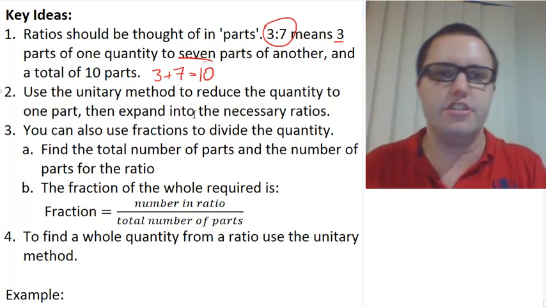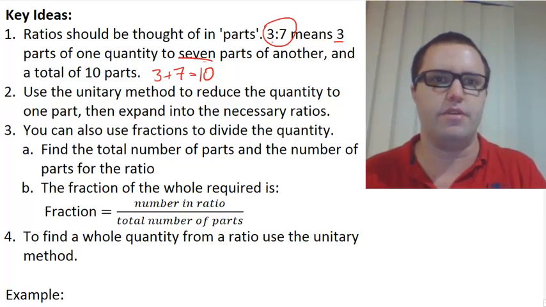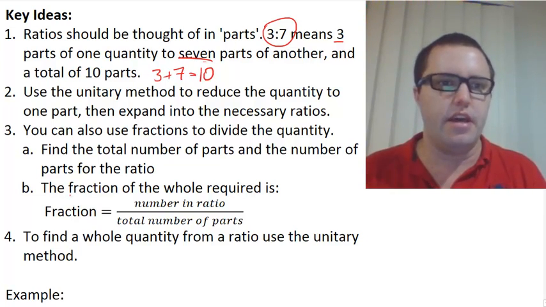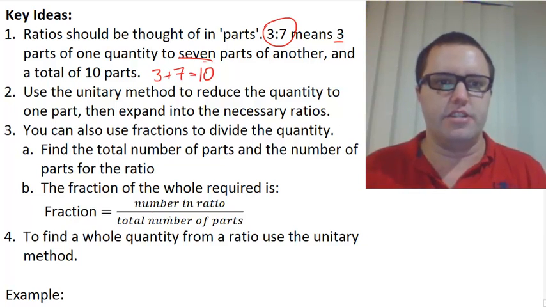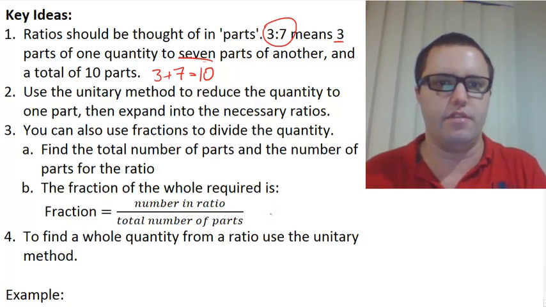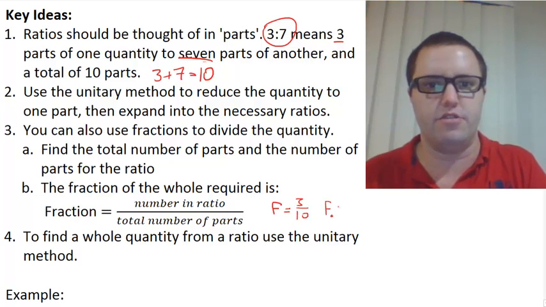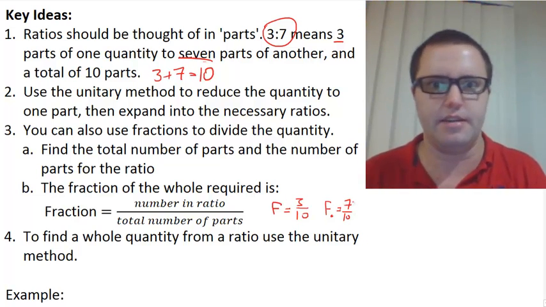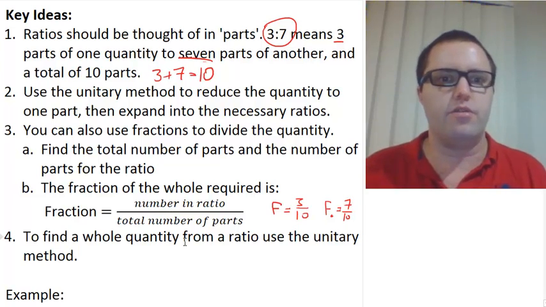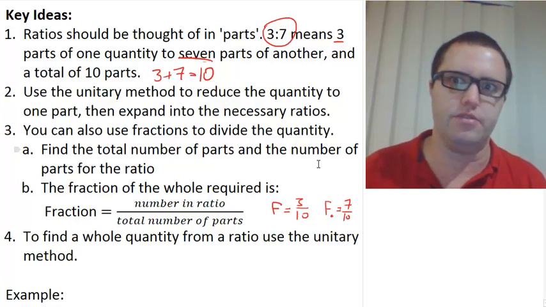You can also use fractions to divide the quantity. You would find the total number of parts and the number of parts for that ratio. As we had before, parts 10, 3, and 7. The fraction of the whole required is the number in the ratio over the total number of parts. So up here, we could have a fraction being 3 over 10, or a fraction being 7 over 10. So 3 parts in 10, 7 parts in 10. To find a whole quantity from a ratio, you use the unitary method backwards, and you'll see that happening in a moment.